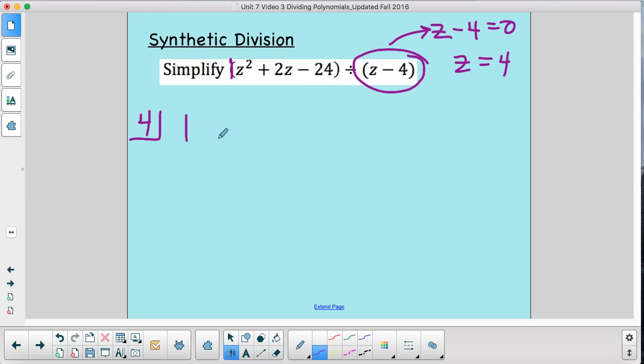Well, 1, so I write down 1. What number is in front of z? 2. Then I write down my constant of negative 24. Then I leave some space and draw a line. I'm all set up to go ahead and do synthetic division.